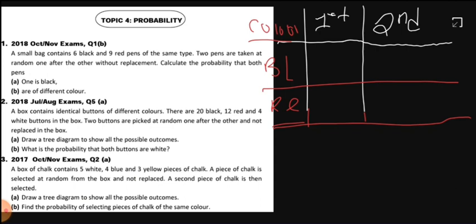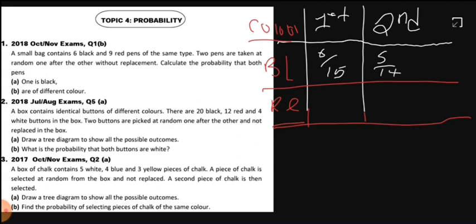Before we go any further, I need you to understand this. We've got first pick and second pick, and we've got colors black and red. We assume that the first pick was black, and we've got 6 and 9, so the total is 15. The first pick doesn't affect anything, so we are going to have 6 over 15. We assume that in the second pick we also picked black. That means black is going to reduce by 1 to 5 and the total will reduce by 1, becoming 14.